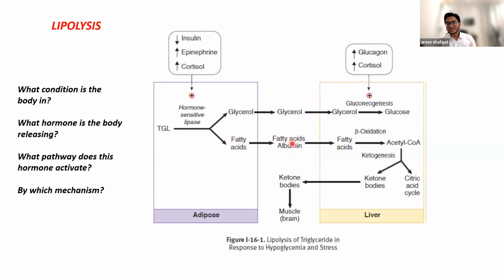What happens to the fatty acid? The fatty acids go into the bloodstream. They're bound to albumin. Fatty acids go into the liver. They can get oxidized to form acetyl-CoA and then the citric acid cycle, and then they can be made to form ATP. Okay, so now why is this important?